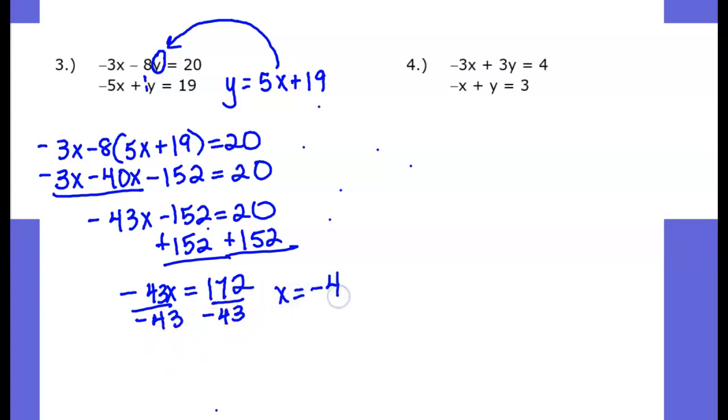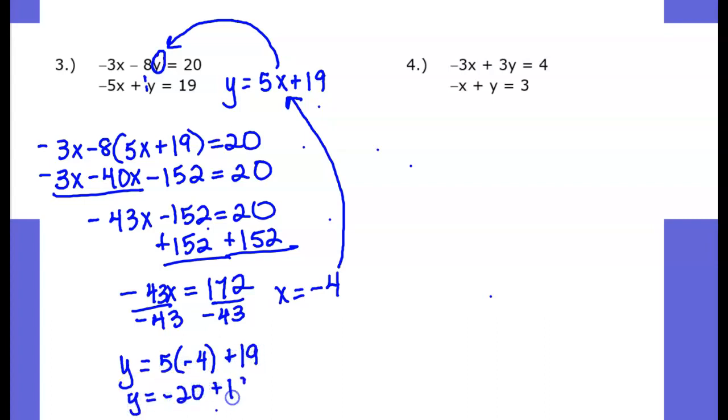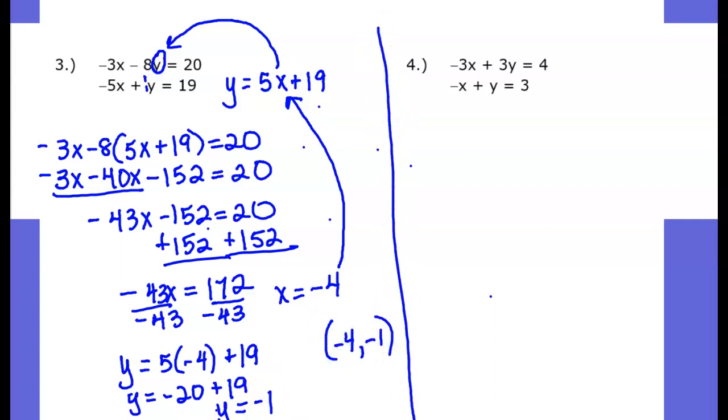All right, so we're halfway there. I take that x equals negative 4 and I plug it back into that expression there and solve for y. Y is equal to 5 times negative 4 plus 19. So y is equal to negative 20 plus 19. My y is equal to negative 1. So my solution is my x is negative 4, my y is negative 1. All right, again, you can take it and plug it back into both equations to do your check step.